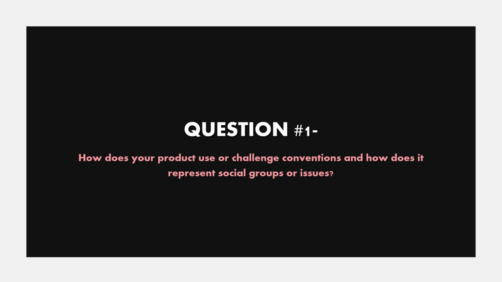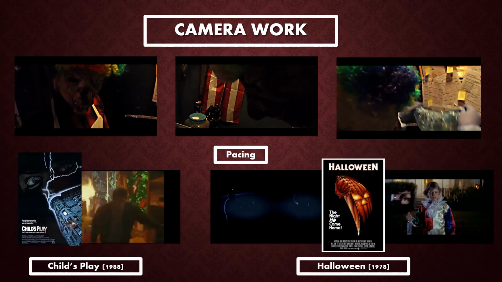Question 1. How does your product use or challenge conventions, and how does it represent social groups or issues? The film I created uses and challenges many conventions of filmmaking. The first notable convention in the film is the pacing. The film is driven mostly with multiple short takes that keep the audience from fully being able to grasp what's happening and help the film move along.